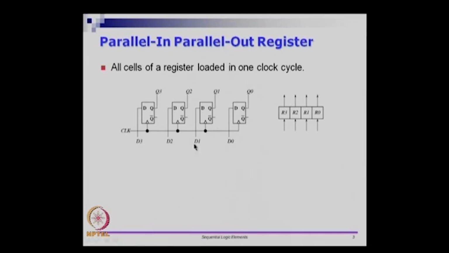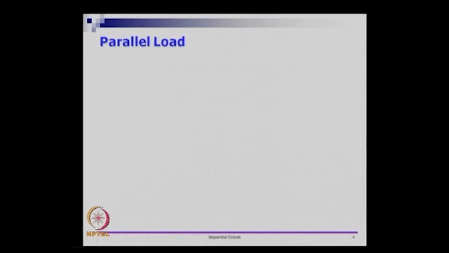So it is loading the value, but this is assuming that you are loading a value in every cycle. Sometimes you do not need that, you load a value and then you keep it, and you want to do something with this value for the next cycles and so on. If you need something like that, we need what is called a parallel load register. So let us see what this is.